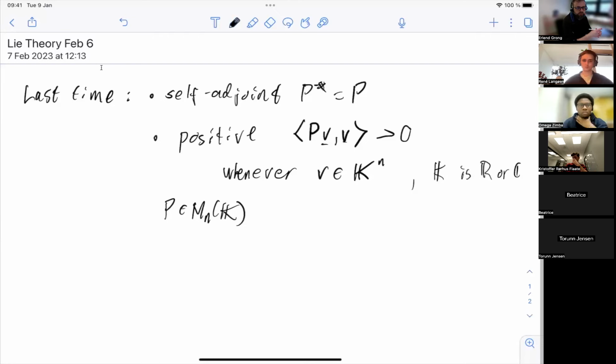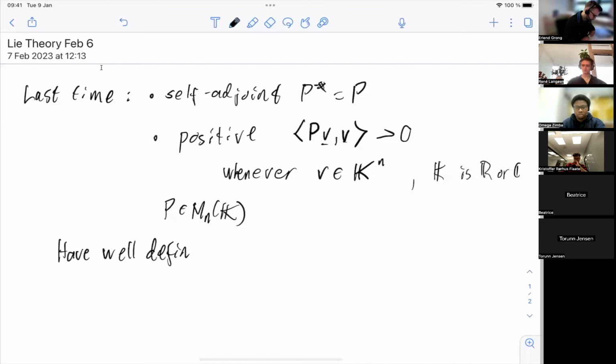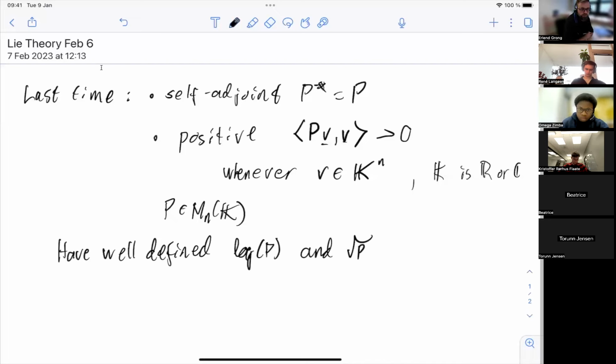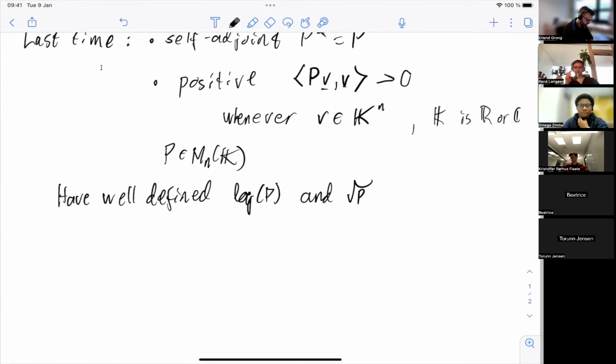the real numbers inside of the complex numbers, in that they have a well-defined logarithm and square root. The way you did this was that we showed that for self-adjoint matrices that are positive, you can do an orthonormal change of basis, and that will make the matrix look like a diagonal matrix with real coefficients that are all strictly positive. And then you just take the square root or the logarithm of all of these numbers on the diagonal.